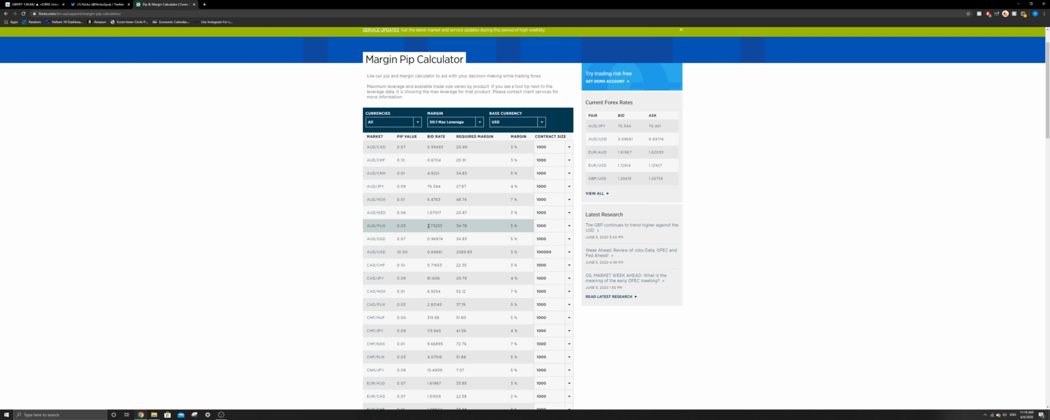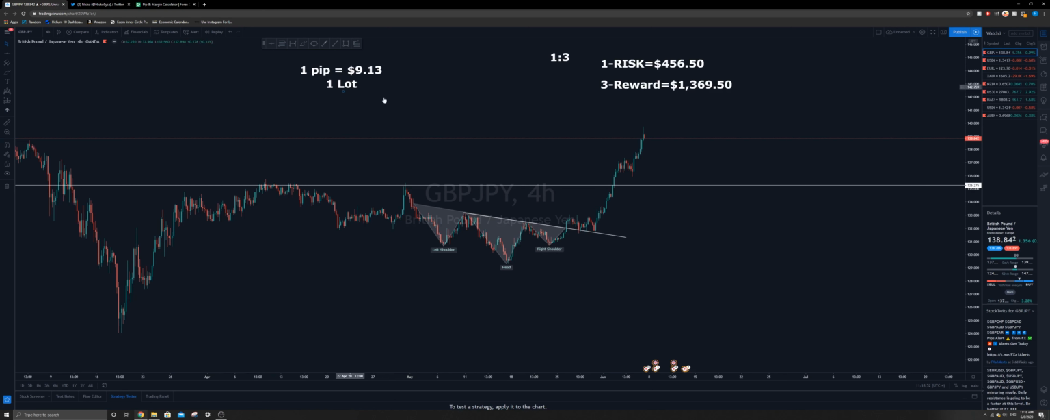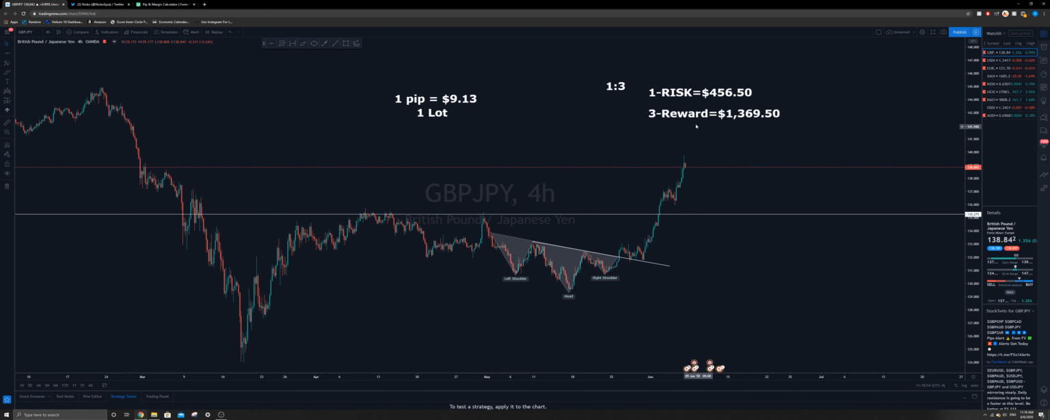A bad one would be AUD PLN, $2.55. But then again, it could be moving crazy. You guys can pick through them, look through them, see what you like. But this is my risk reward ratio.